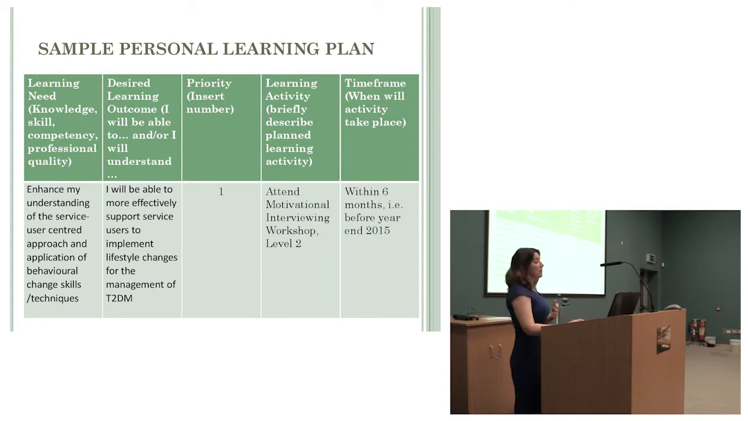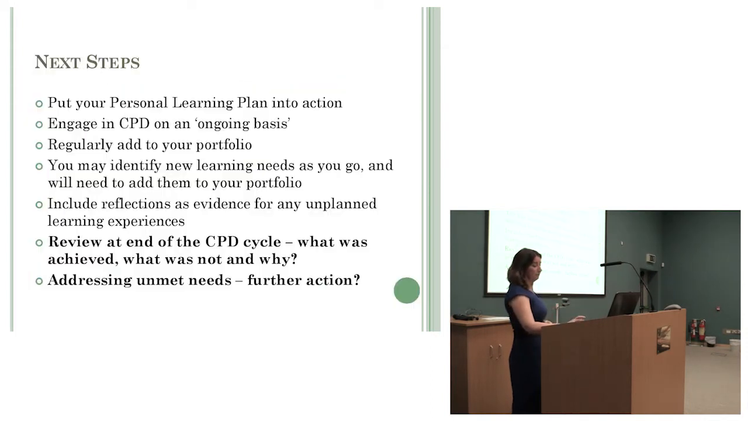So the learning need there is, I want to enhance my understanding of the person-centred approach and application of behavioural change skills. The desired learning outcome at the end of my activity, I want to be able to more effectively support my service users to implement lifestyle changes for the management of type 2 diabetes, for example, where I work. And what I'll do is I will attend a motivational interviewing workshop level 2. I've already got some foundation skills, I really need to enhance them. And I have checked the calendar, and I have decided with my manager that within 6 months I have an opportunity to engage in this course, and I have the release to do so. So that's just a sample of one learning need.